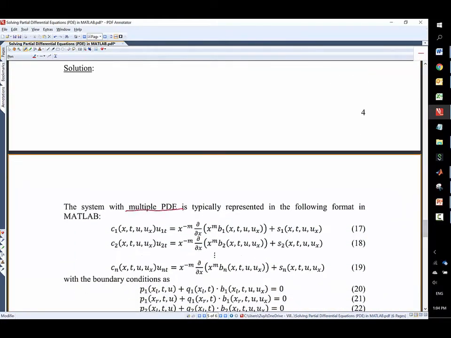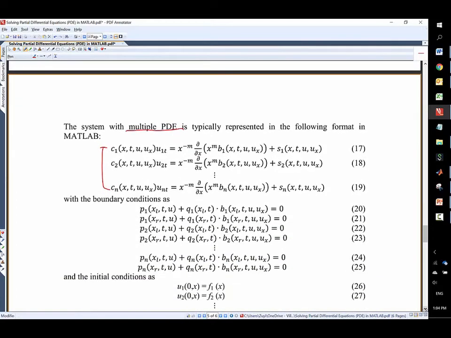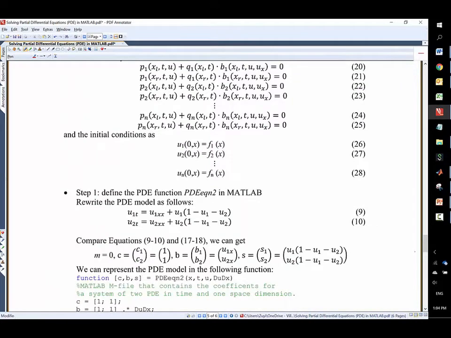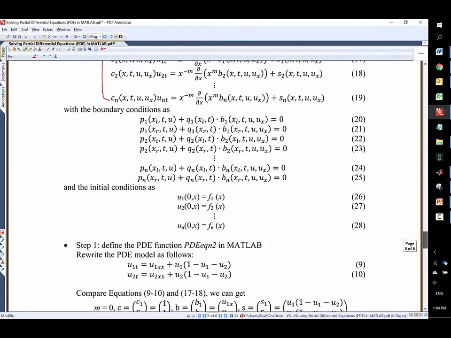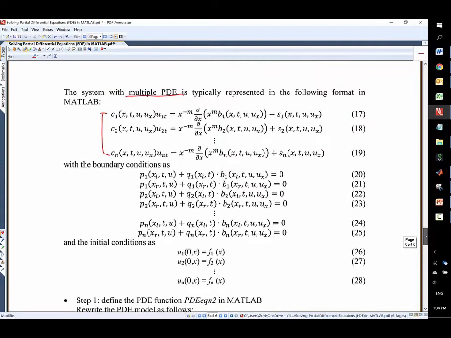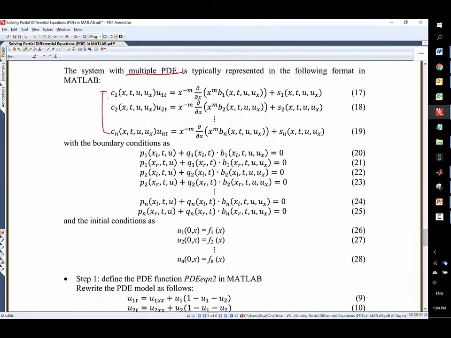Okay, now for multiple PDEs, typically MATLAB represents the PDE in this way. So similarly, we could compare. You should compare the equation. So now let's take a look. Right. So first, let's compare these two equations, right? The first one with the first one.